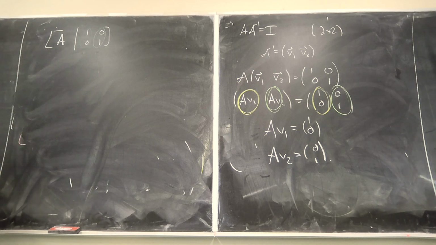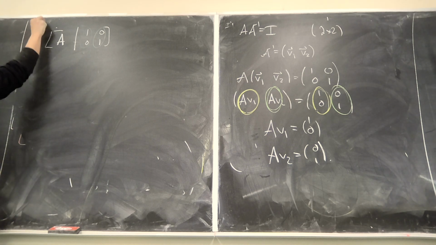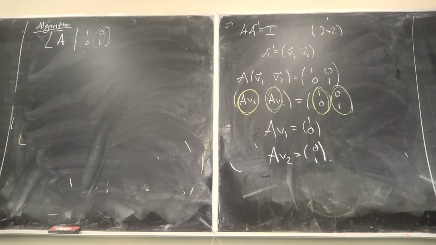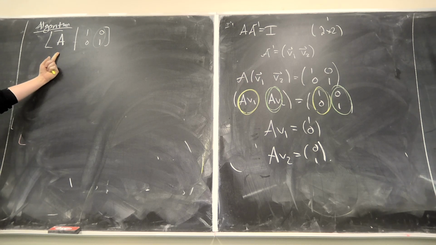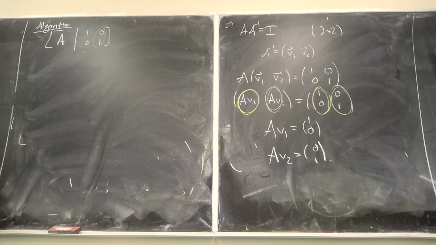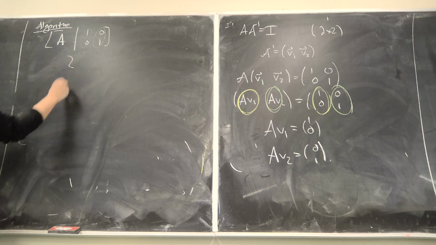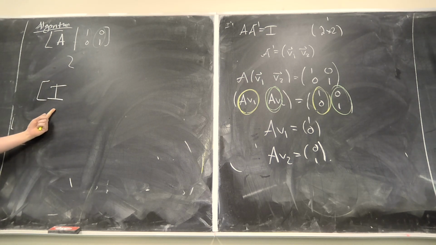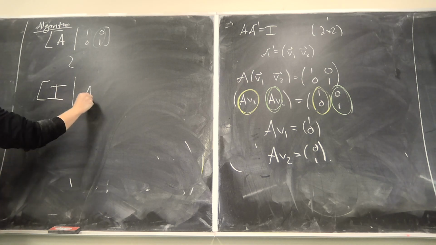So the algorithm here is, if I want to find the inverse matrix, I'm going to put the matrix I want to find the inverse of on one side of an augmented matrix, and on the other side I'm going to put a giant identity matrix, same size. And then I'm going to row reduce, and when I finish with the identity matrix on this side, what shows up here is A inverse.